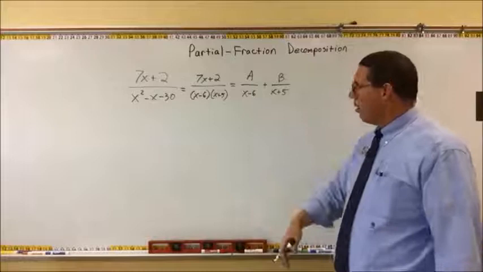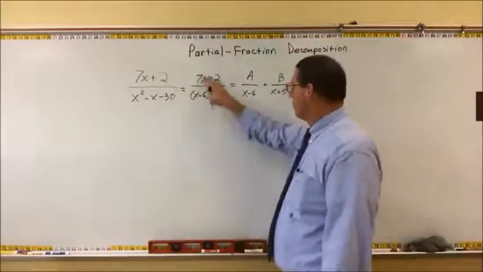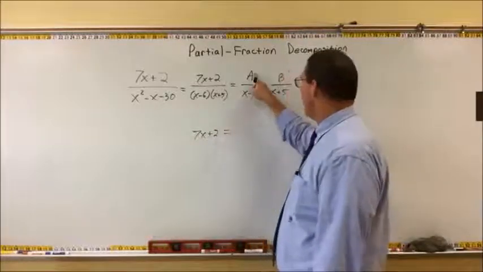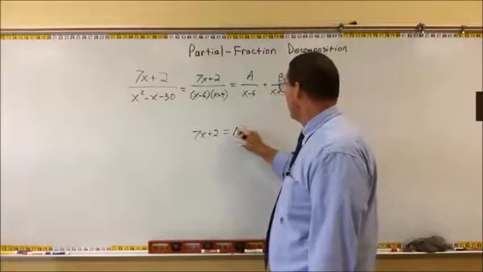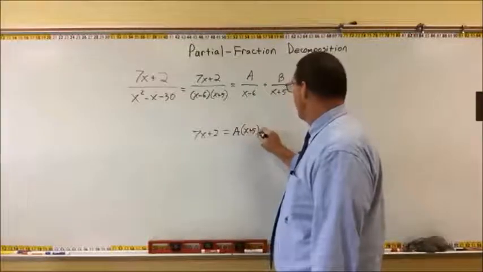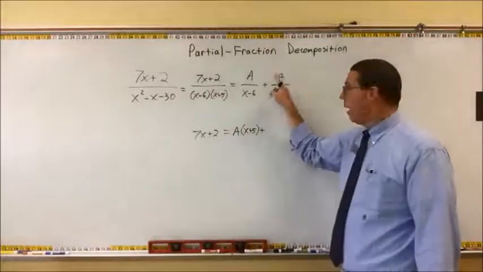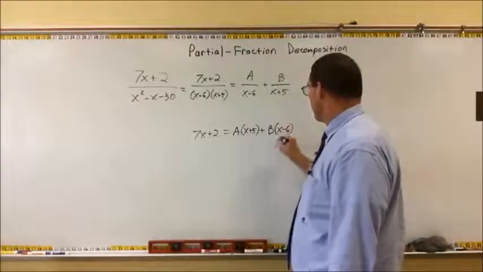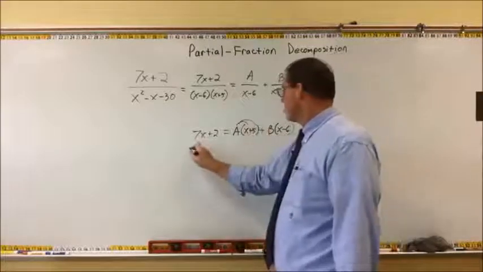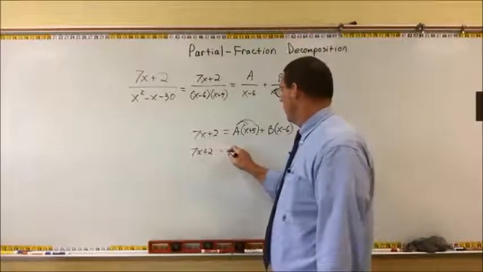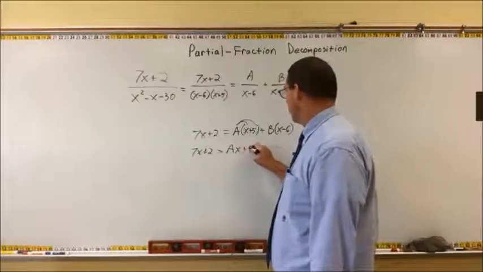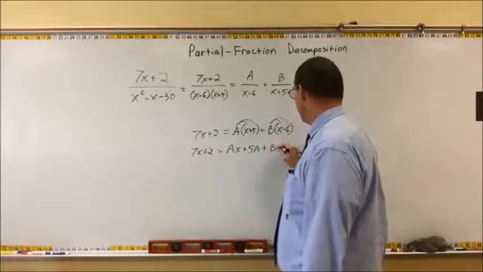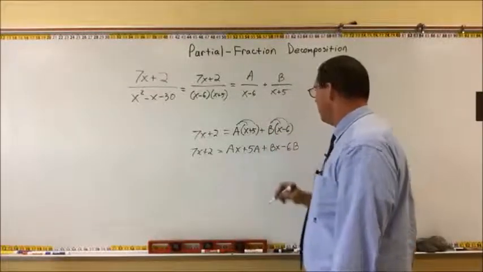Next step, we're going to shortcut all the common denominator stuff and just carry straight down, carry the 7x plus 2 down, equals a is going to be multiplied by the other denominator, so a times x plus 5, plus the b is going to be multiplied by the other denominator, b times x minus 6. Now we're going to distribute. So 7x plus 2 is equal to ax plus 5a. Then we're going to distribute here, plus bx minus 6b.